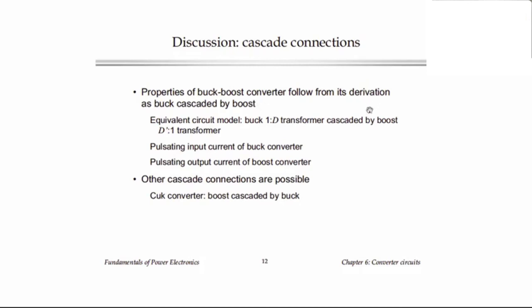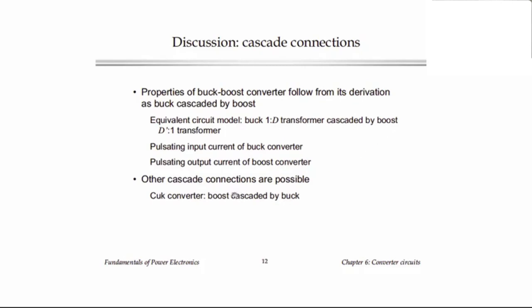If you construct the equivalent circuit model of the buck-boost converter, what you find is that you actually get two DC transformer models in it. There's a buck transformer, and later there's a boost transformer in the equivalent circuit model. And this actually reflects the origin of the buck-boost converter. It is in fact a cascade of a buck followed by a boost.